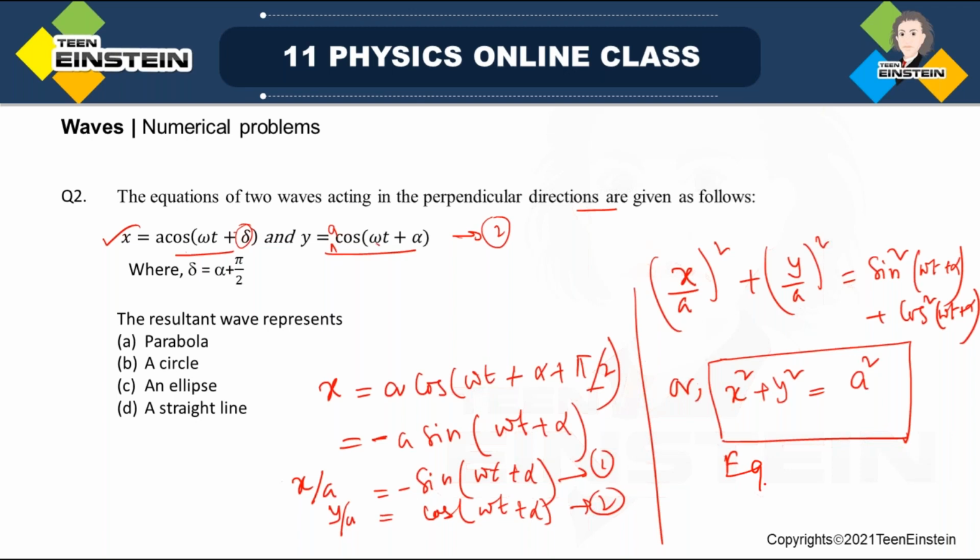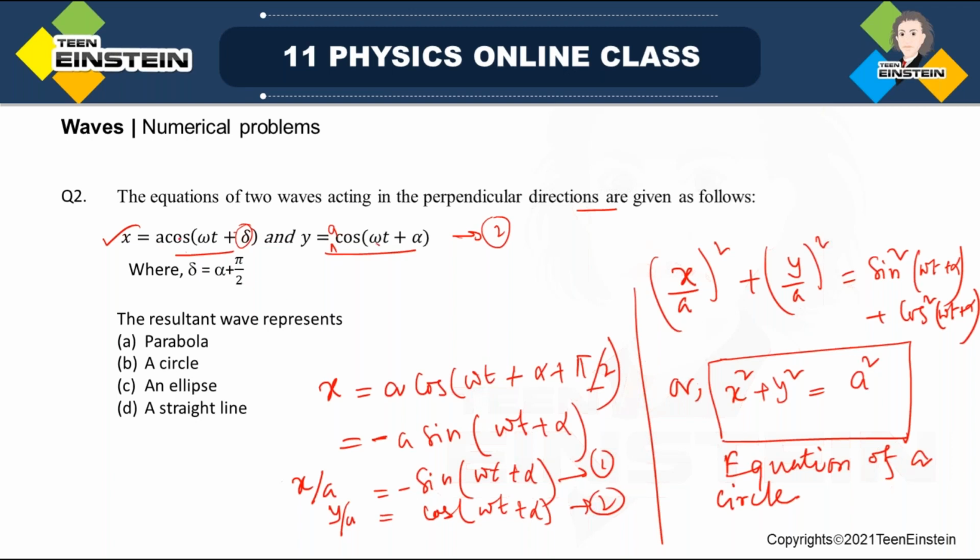This is actually the equation of a circle. So it is neither a parabola nor an ellipse, and it is not a straight line also. It is a circle. So I hope you have understood how to solve this kind of problem.